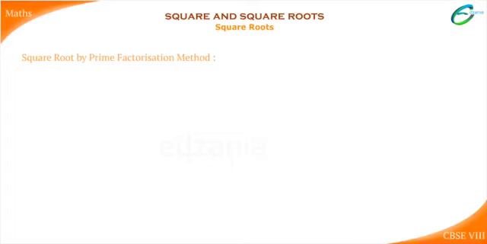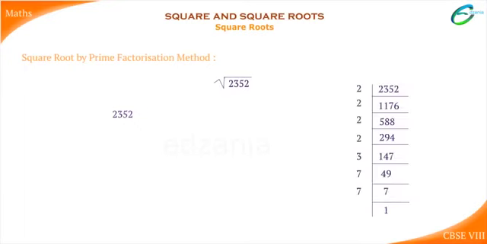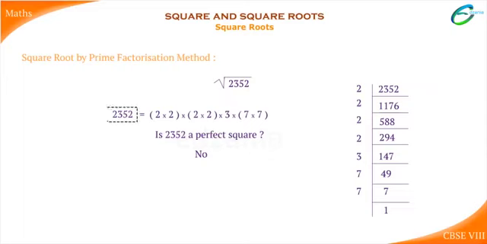The square root of 2352. Prime factorize 2352. By prime factorization, we get 2352 equal to 2 into 2 into 2 into 2 into 3 into 7 into 7. Is 2352 a perfect square? No, because every number has its pair except the number 3. So can we find the square root of 2352?